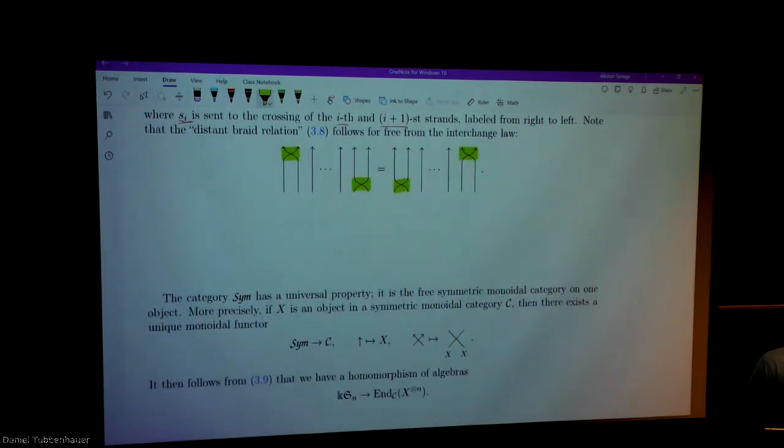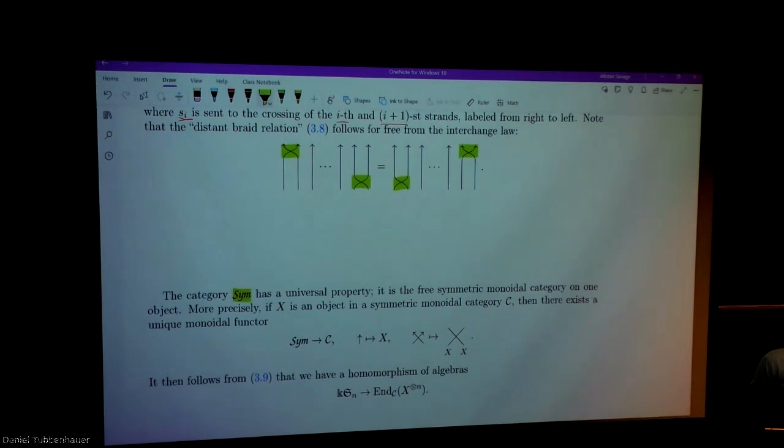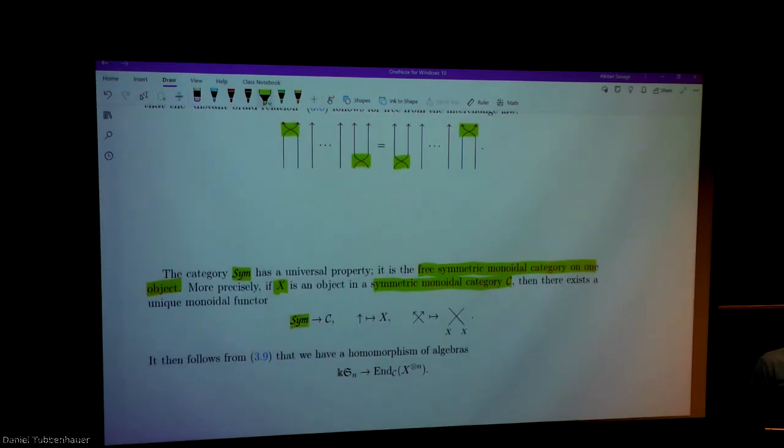Okay, so what's the universal property? The universal property is the following. This category Sym is the free symmetric monoidal category on one object. Okay, so what does that mean? If you have any other symmetric monoidal category, C, and you choose any object you like in that symmetric monoidal category, then there's a unique monoidal functor from our universal one to C that takes our generating object to that object you chose, X, and it sends the crossing to the symmetry data, right? Because part of what it means to be a symmetric monoidal category is you have this symmetry data. And so that tells us where our crossing should go. So that's what it means to be the free symmetric monoidal category.